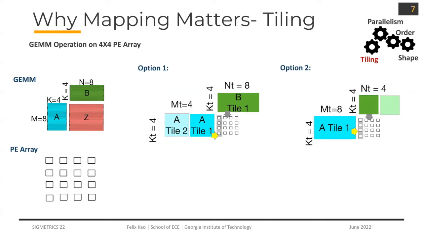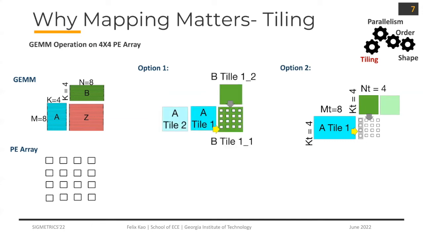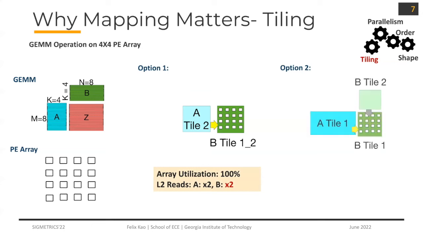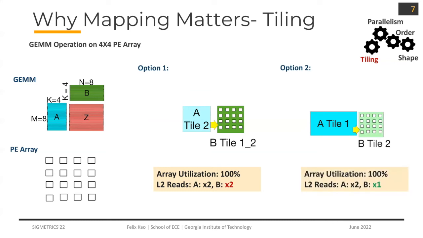In option 1, the first half of B tile is prefetched and A tile 1 is streaming. Then we fetch the second half of B tile and stream A tile 1 again. And we repeat the same procedure for A tile 2. To summarize, PE array utilization is about 100%, and both A and B are read from memory twice. In option 2, B tile 1 is fetched and the entire A tile is streaming. Then we fetch B tile 2 and stream A again. This utilization is still about 100%. However, we only need to read B once.